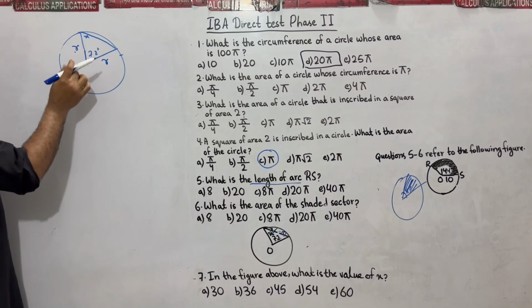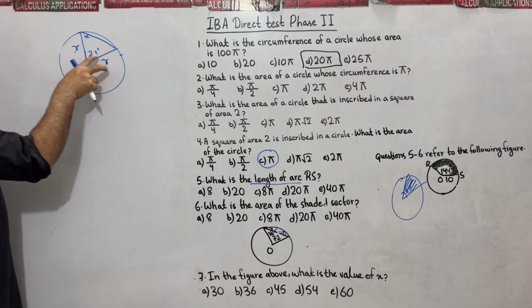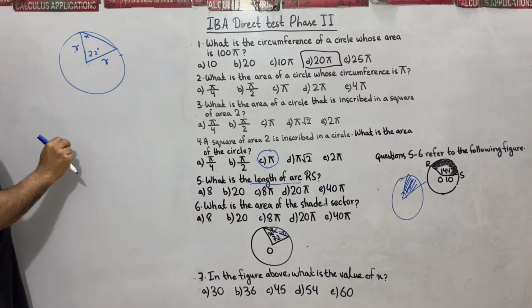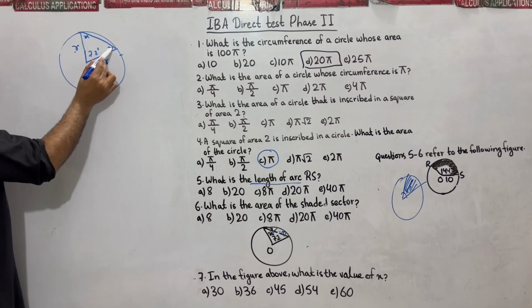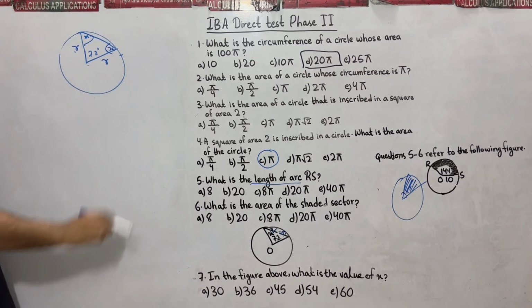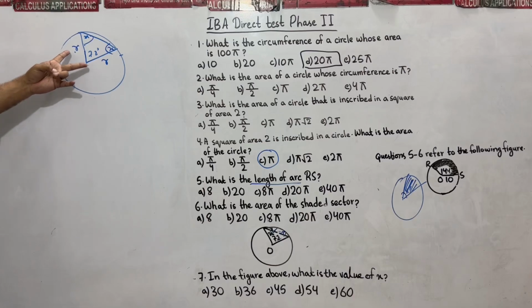According to the circle point of view, two sides are equal. According to the triangle, two sides are equal. It is an isosceles triangle, which means their base angles are also equal. This is x, this is also x. Why? By virtue of the isosceles triangle.